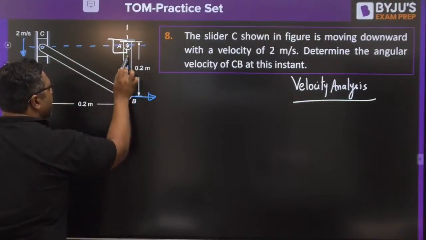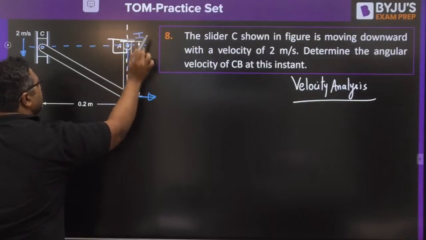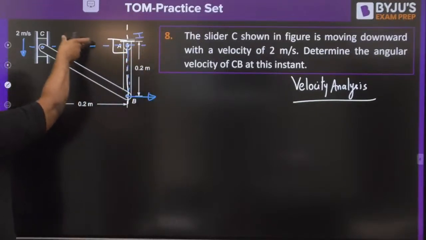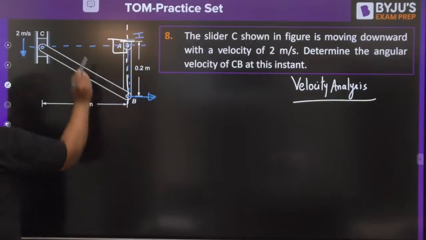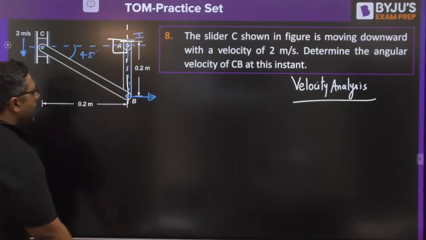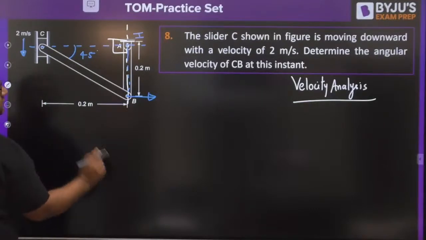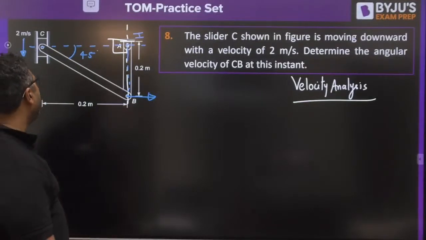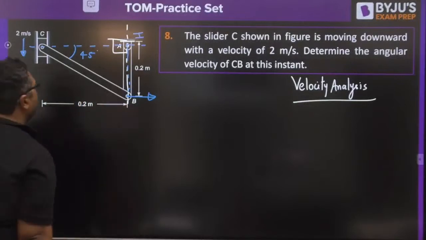Sitting perpendicular to the direction of velocity, this will be acting as the I center. This distance is 0.2 meter, this is 0.2 meter. So with that, you can also get this angle to be 45 degree. And my dear, you need to find out the velocity of CB at that instant. Angular velocity of CB you need to find out.